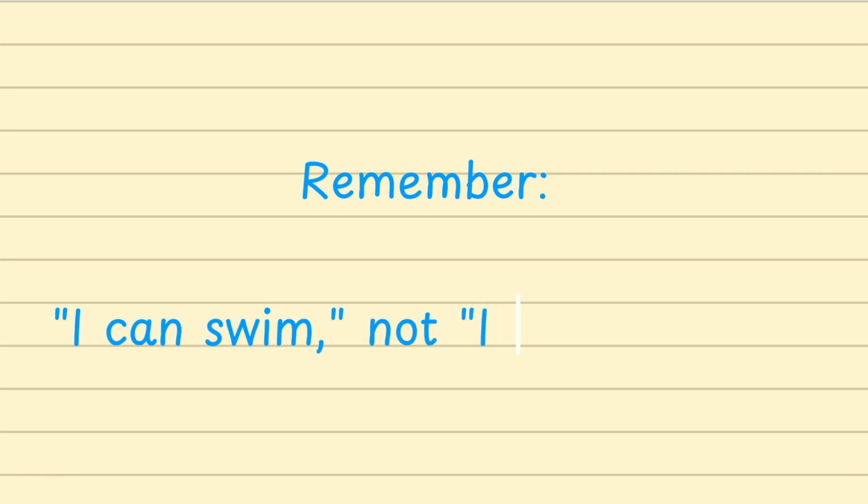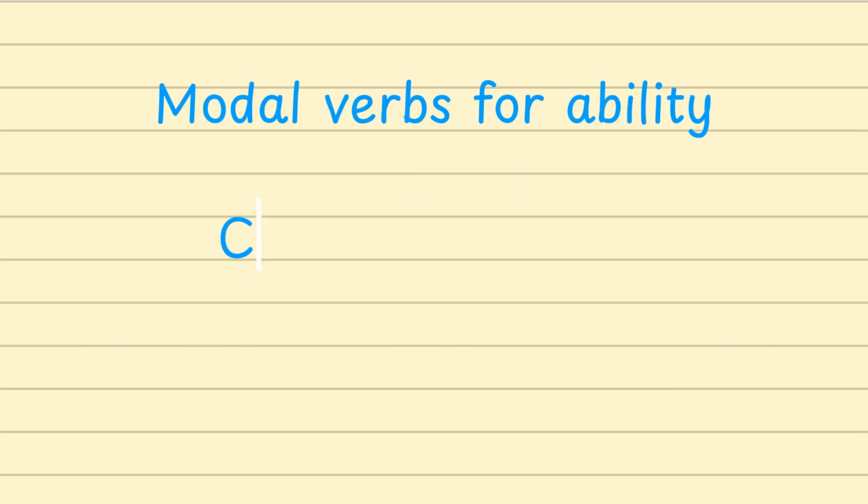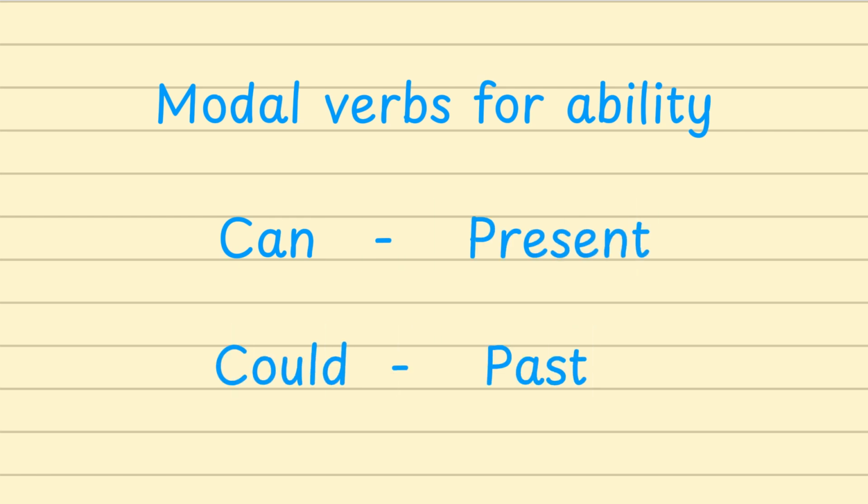Remember, when using can or could for ability, you don't need to add to before the main verb. For example, you say, I can swim, not I can to swim. So, next time you want to talk about abilities, remember to use can for the present and could for the past. This simple rule will make your English sound more natural and fluent.